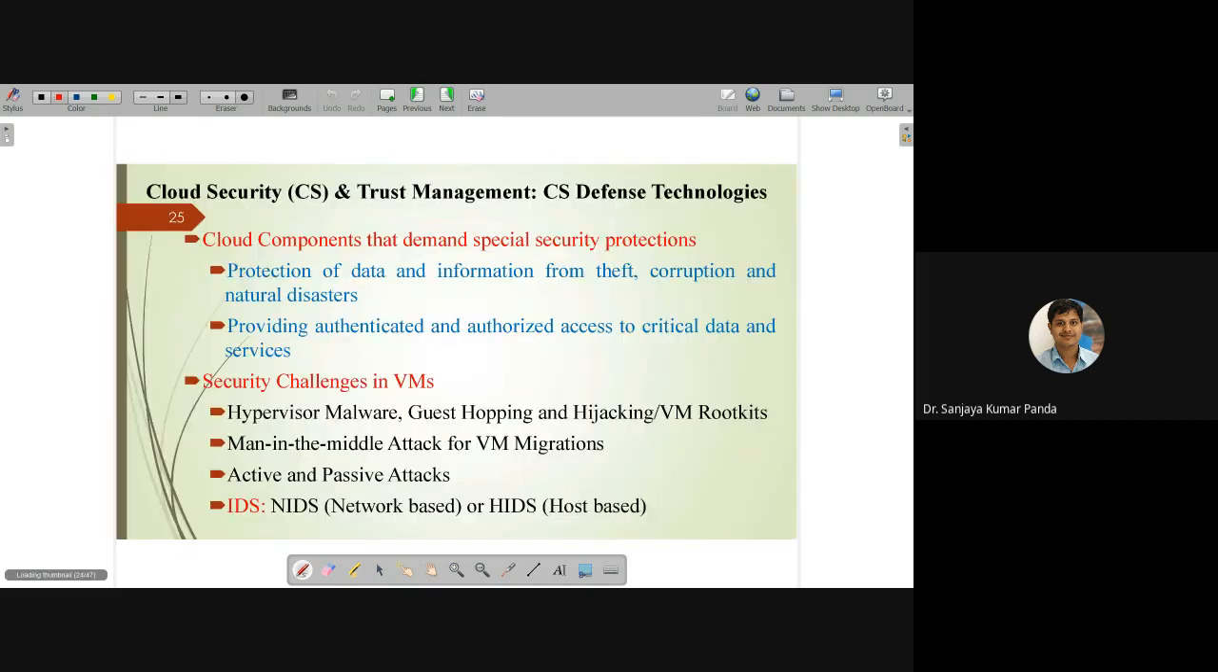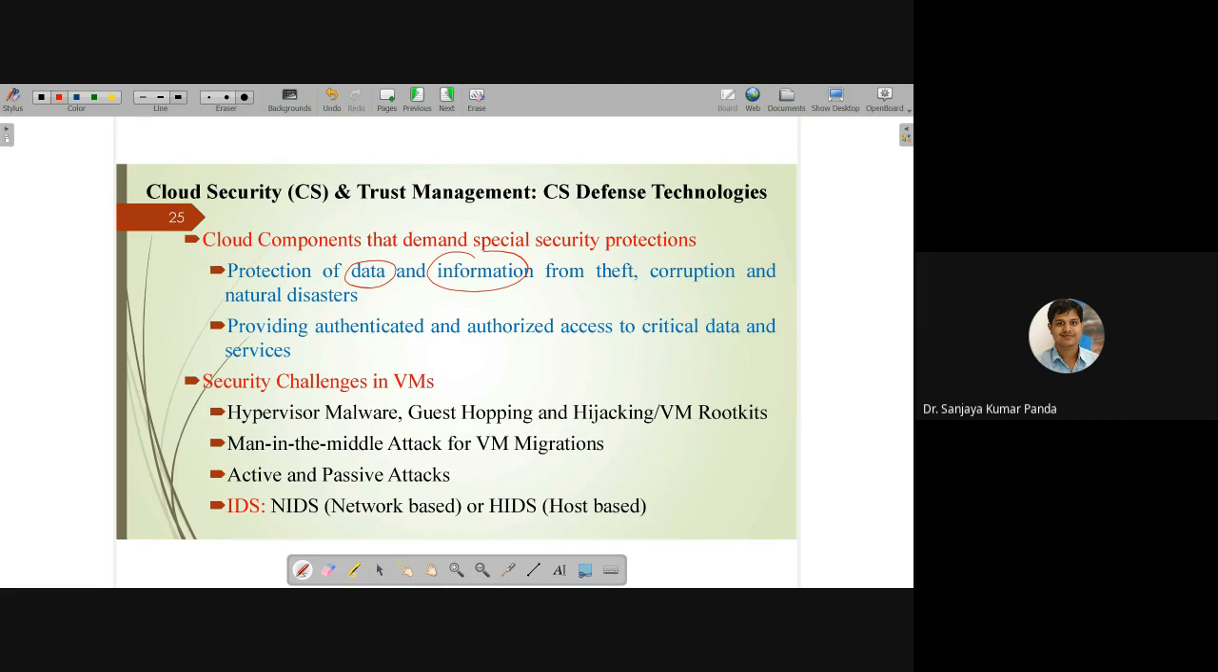Some more are protection of data and information from theft, corruption, and natural disaster. Sometimes nobody is going to attack your system, but a natural disaster happens, which leads to data loss. So you have to provide a recovery mechanism, and provide authenticated and authorized access to the critical data and services.